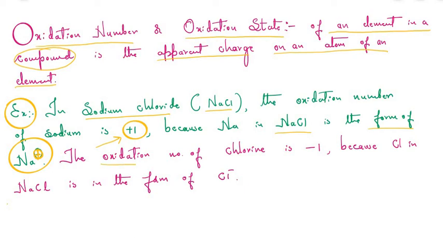Similarly, the oxidation state of chlorine is -1. Why? Because chlorine, Cl in NaCl, is in the form of Cl-. Why is it so? Chlorine is an electronegative element. After gaining one electron, it becomes Cl-. So this minus is one negative charge. Therefore we call the oxidation state of chlorine -1. Everybody understood, students?